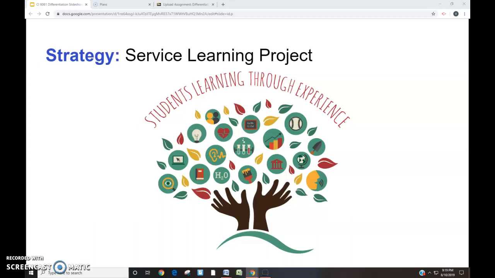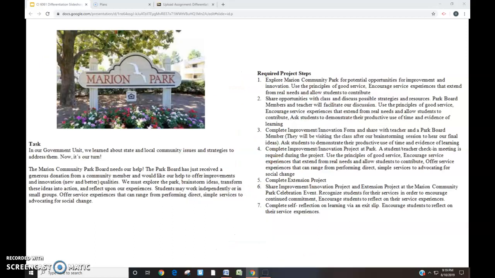The possibilities are endless, and teachers can differentiate all the aspects of the project, including who they work with, the level of independence and support, and choices to share what they have learned, etc. For this project example, students were able to offer improvements and innovation qualities to our community park.